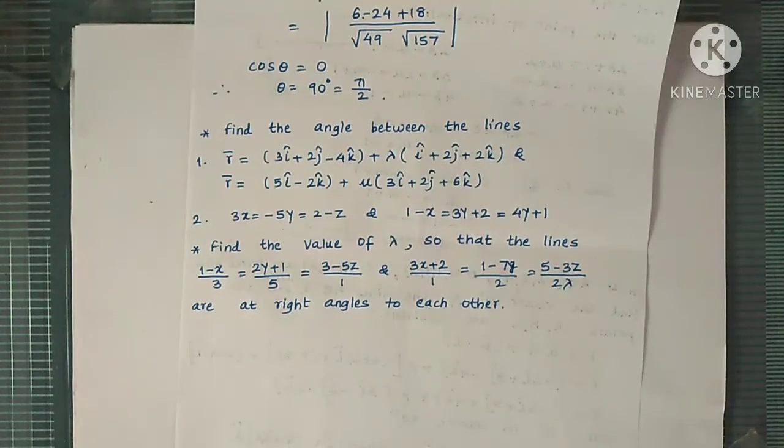So this is your today's assignment. Find the angle between the lines. The first question is given as r bar equal to 3i plus 2j minus 4k plus lambda times (i plus 2j plus 2k), and the second line is 5i cap minus 2k cap plus mu into (3i cap plus 2j cap plus 6k cap). To find the angle, what we need is the direction ratios of those two lines.